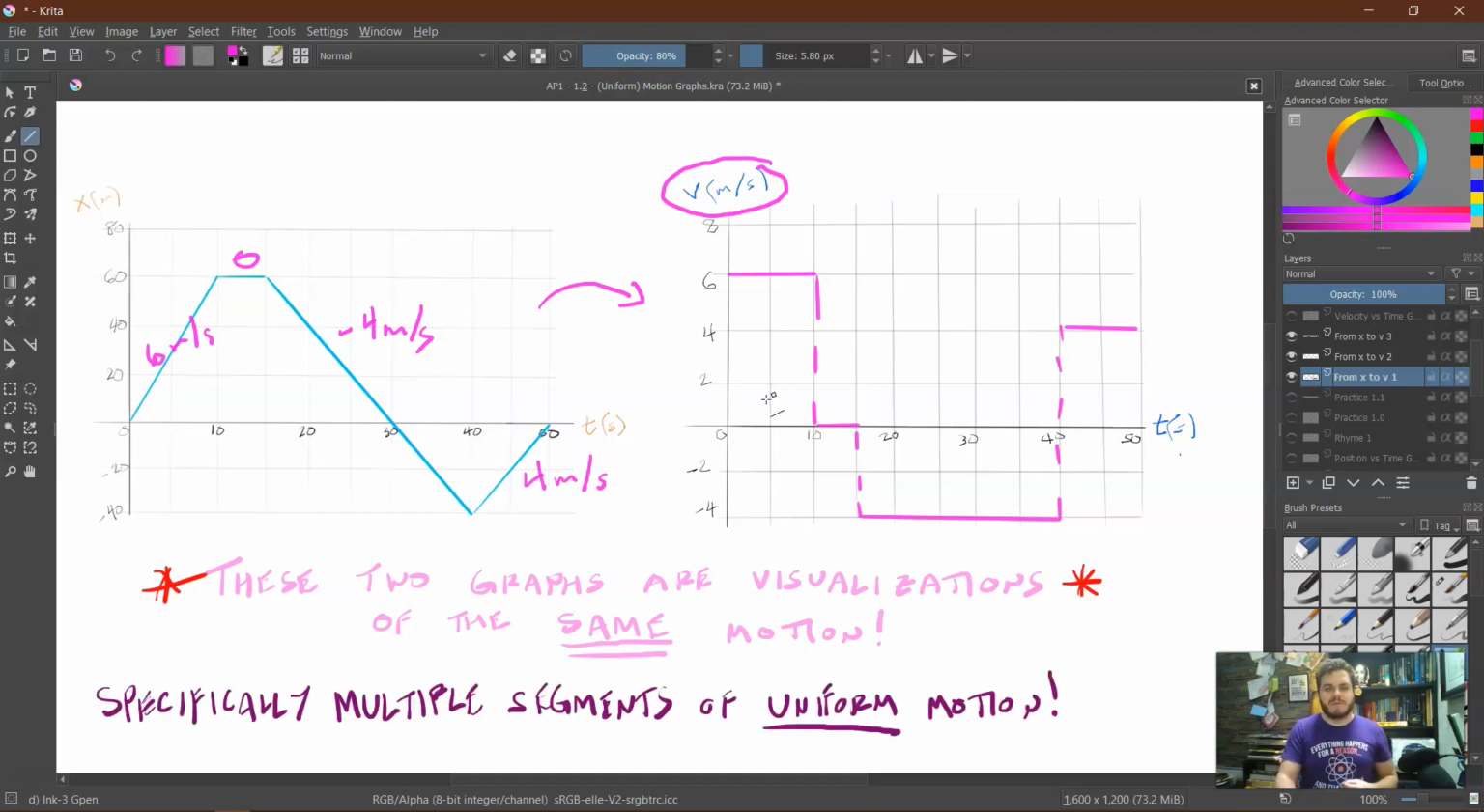Specifically, these are multiple segments of what we call uniform motion, and by uniform, what we're typically referring to are constant velocity, aka you go at some constant velocity, then you change to a different constant velocity, then you change to a different constant velocity. That's what we mean by uniform. It's not constant the whole time, but we have different segments of constant.